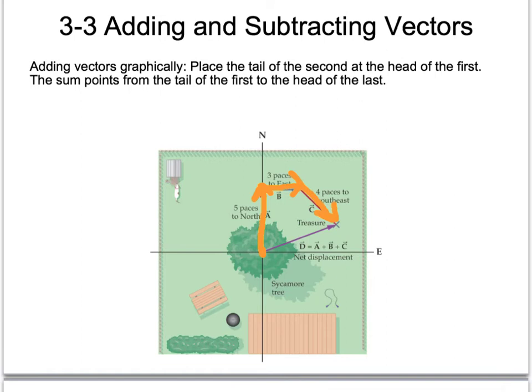Well, you could do all that, or you could go straight to the treasure by finding the vector that leads you straight to the treasure. And the way you find that vector is by adding the other vectors together. And there we go. How to add vectors is by placing each vector tip to tail.